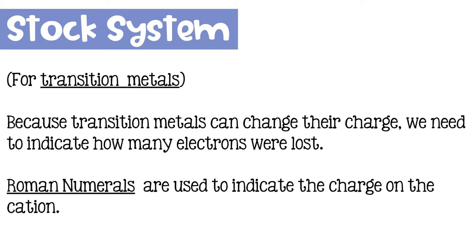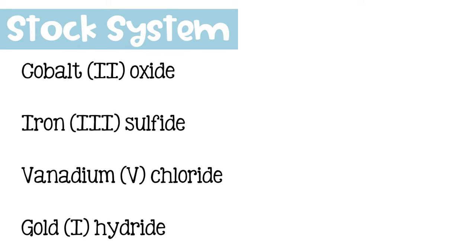metals in them? Well, since transition metals can change their charge, we have to indicate how many electrons were lost. We do this by using a Roman numeral to indicate the charge on the cation. Make sure to always put the Roman numeral in parentheses after the name of the cation. Let's look at some examples.